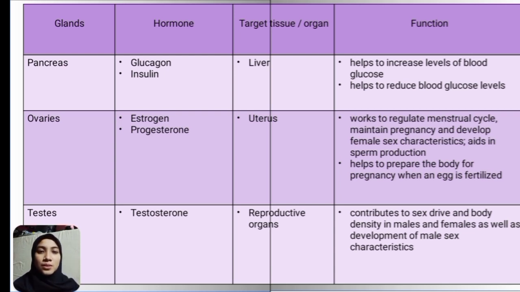The last one is testes. Testosterone will release. The target tissue is reproductive organs. Testes contributes to sex drive and body density in males and females, as well as development of male sex characteristics.